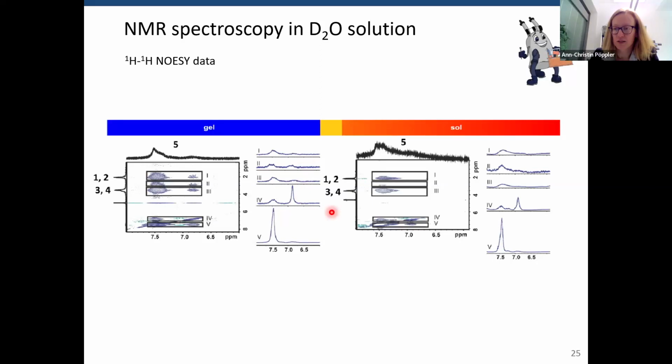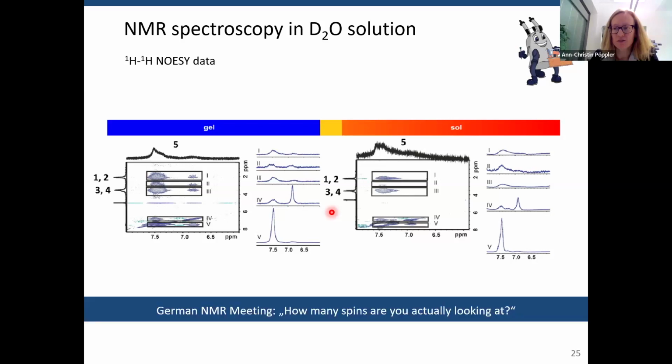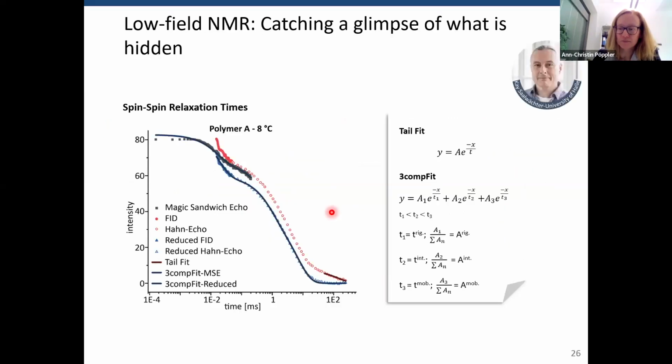And this was a moment where we went to a national German NMR conference and we were asked, like, how many spins are you actually looking at if you're doing NMR in solution? And this was rather a steep learning curve and very interesting to observe. And we were very lucky that we had Kai Saalwächter supporting us in this journey, because he invited us to Halle and measured relaxation times with us. So at low field, we used his low field NMR equipment.